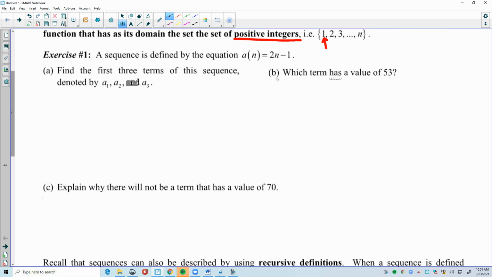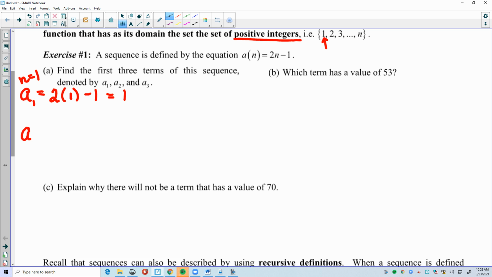Okay, so we have a sequence defined by this equation, and we're going to find the first 3 terms of this sequence. So take note of how we're doing this. We're finding the first term, a sub 1, meaning my n value here is 1. So in order to find a sub 1, I have to do 2 times 1 minus 1. Okay, 2 times 1 is 2, minus 1 gives me 1. So I know my first term here is 1.